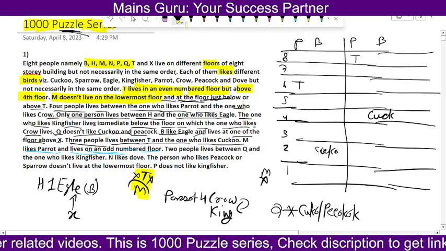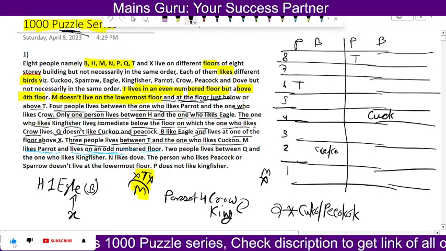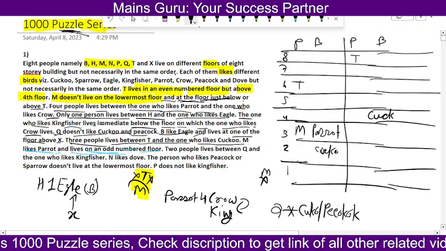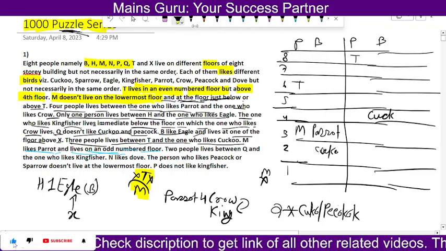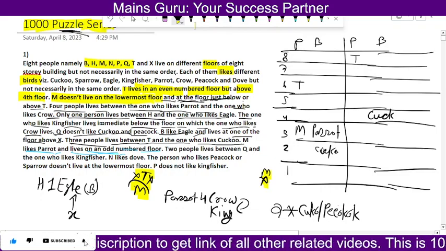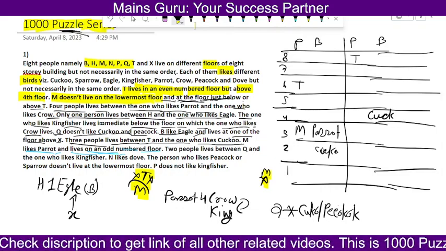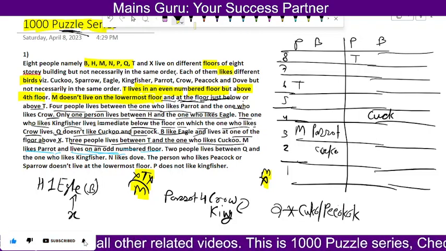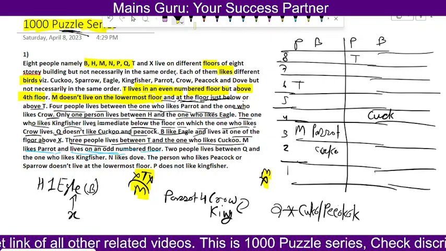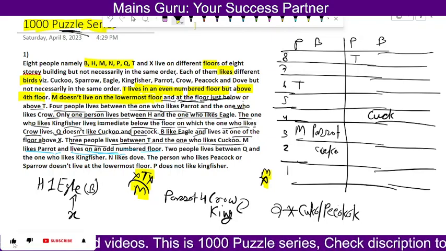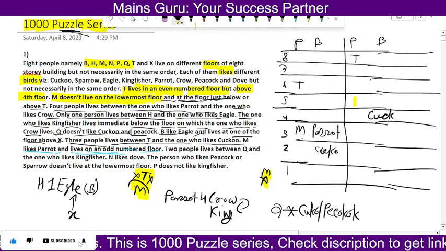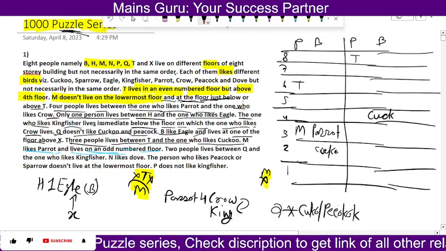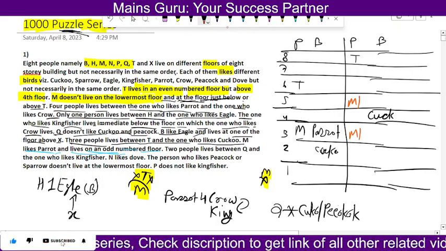Why? Because M should not be an immediate neighbor of T. So we will write M here and parrot. Done. I'm checking only odd numbers, and M cannot come here because if we write M here, it will be an immediate neighbor of T. So M can come either on the third or fifth floor. So either M will be here or here.